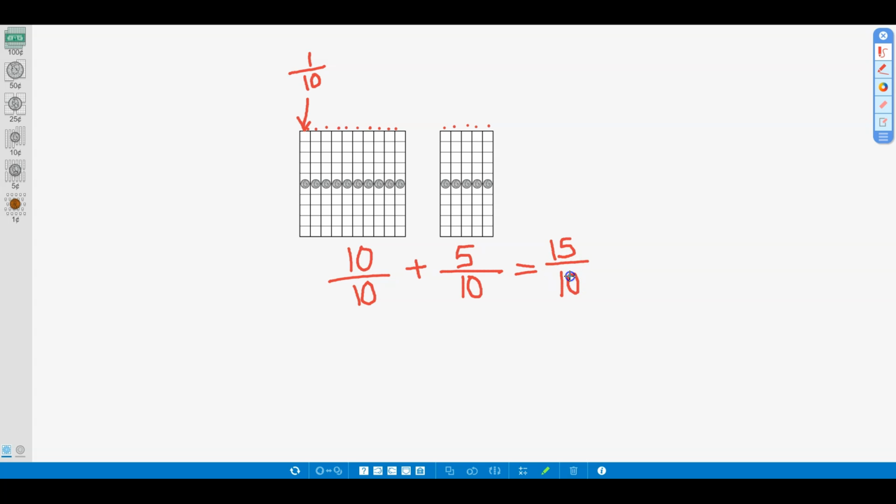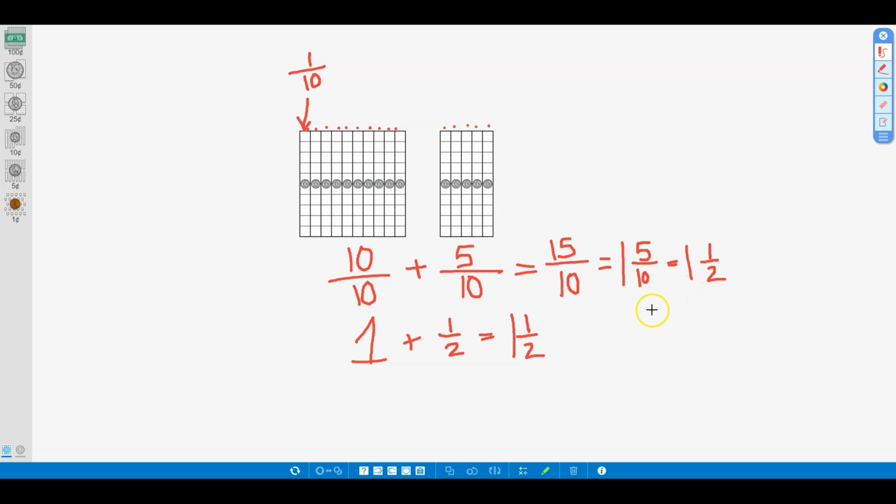Now this is an improper fraction, so another way to think of this is 10 tenths is the same thing as a whole plus 5 tenths, which is the same thing as a half. 15 tenths as a mixed number would be 1 5/10, because we know that 1 5/10 is the same thing as 1.5.